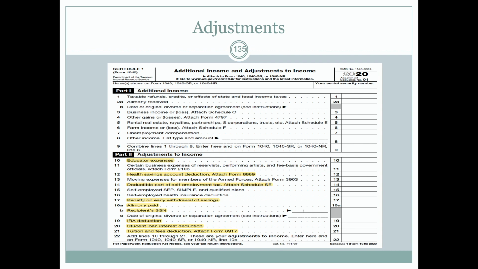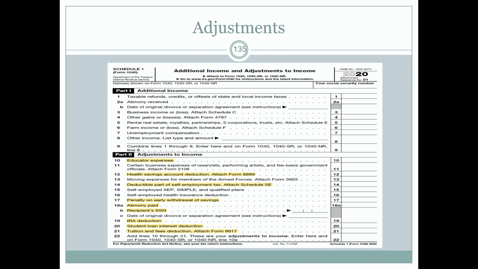Part 2 of Schedule 1 lists the adjustments that we typically see. On line 10, you would see the Educator expense, and we'll go into these in more detail a little later on. Line 12 is Health Savings Account deduction. Line 14, deductible part of the self-employment tax. Also line 16, the self-employment health insurance deduction.